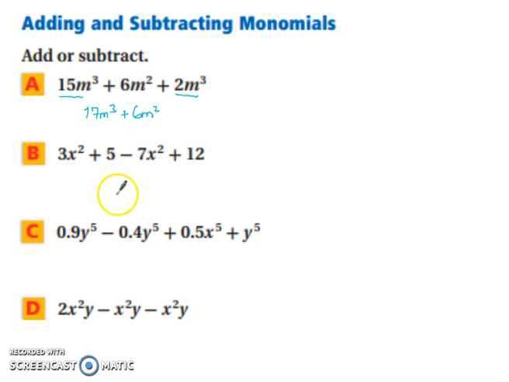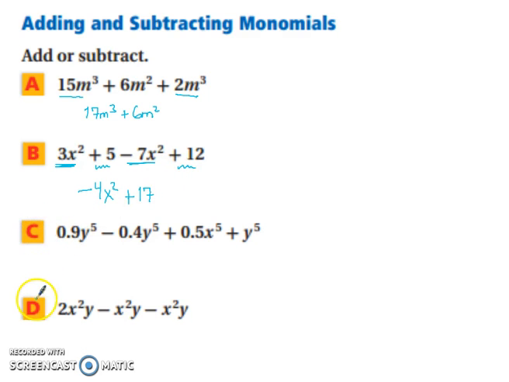Let's try this next one. We have a 3x squared and a minus 7x squared, and then we have this positive 5 and positive 12. When we combine our 3x squared and our negative 7x squared, we end up with a negative 4x squared, and then a positive 17 when we combine our 5 and 12.